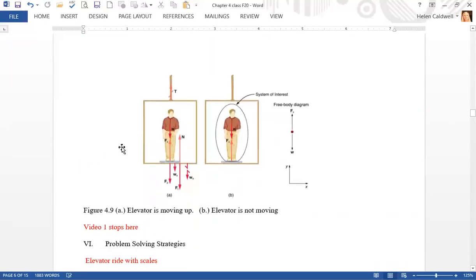In this drawing on the left, the elevator is going up. You've got gravity pulling you down. That's your weight. That means the floor is exerting a normal force on you, pushing you up, and they're showing it as a capital N. Because the elevator is moving up, there's a force on your feet because of that. If you're standing still, gravity is pulling you down, the floor is pushing you up so you don't fall through the floor.